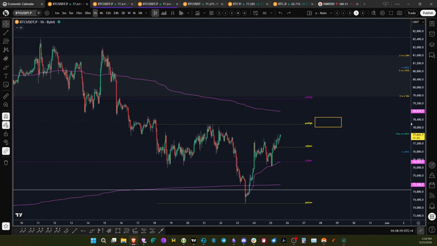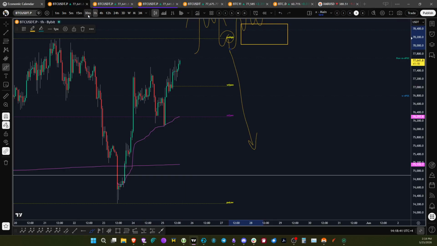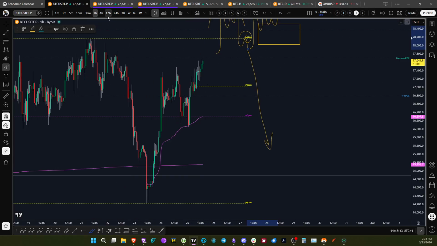Simple analysis, simple strategy, nothing much. So one more time, I want to see a push here. Failed breakout, come down. If this is a deviation, I short with a stop here. Continuation, nice. But if we reclaim this, then I'll be judging it on 30 minutes and 1 hour. Maybe I'll take a look at 4 hour and 12 hour as well.